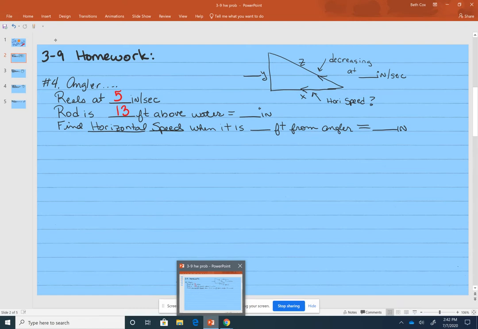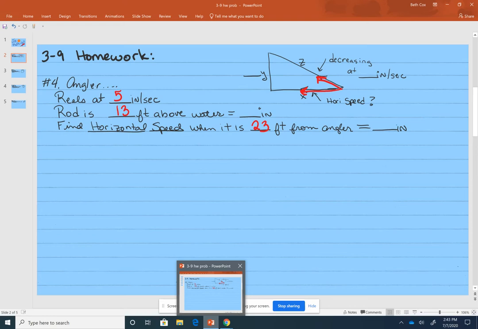So the fish is going this way, the line is going this way. It says find the horizontal speed of the fish when it is 23 feet from the angler. First of all, you just have to get in the habit of noticing that one measurement is in inches and one measurement is in feet. You need to pay attention to the problem to find out which one you want your answer in.